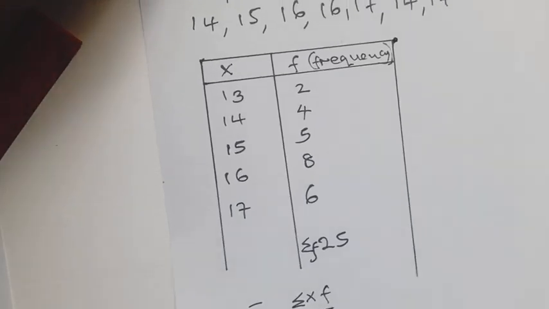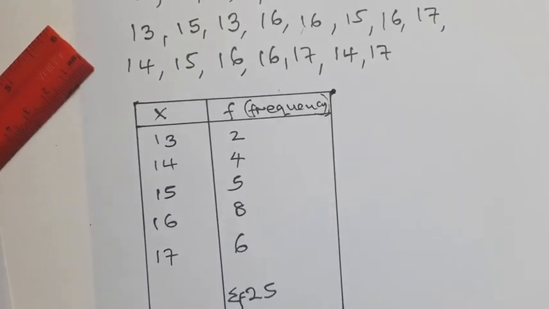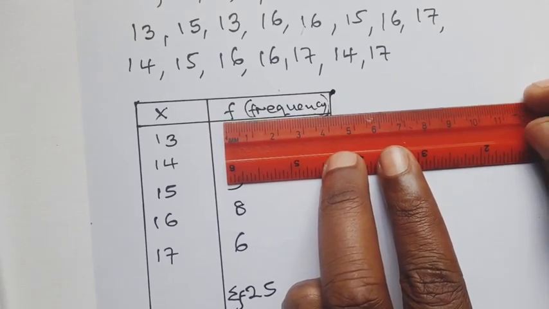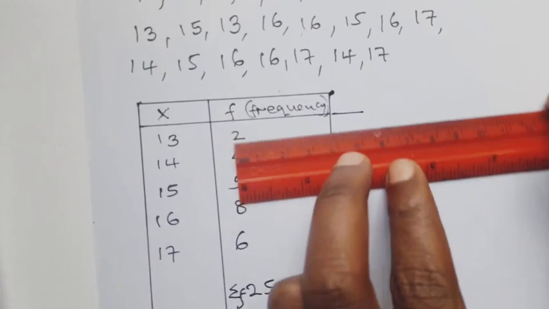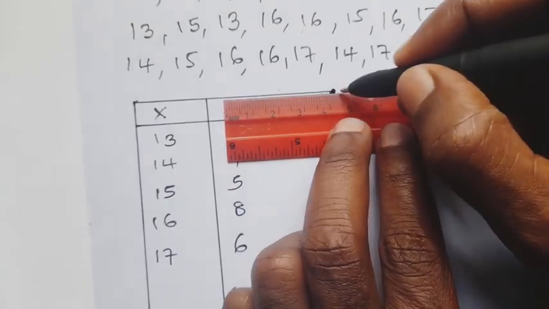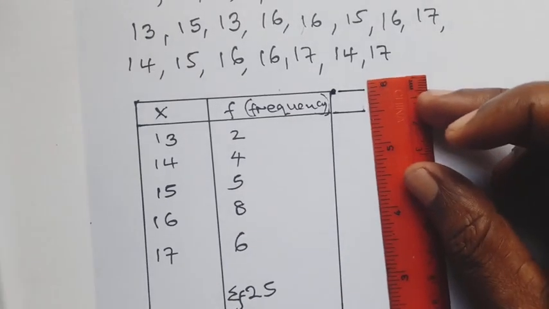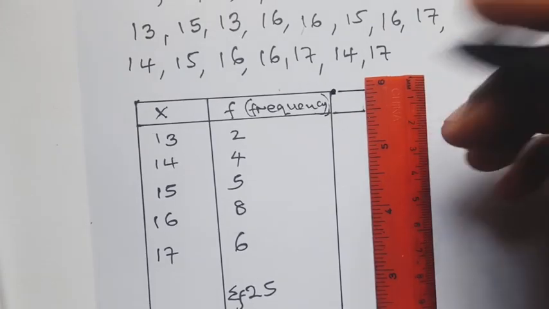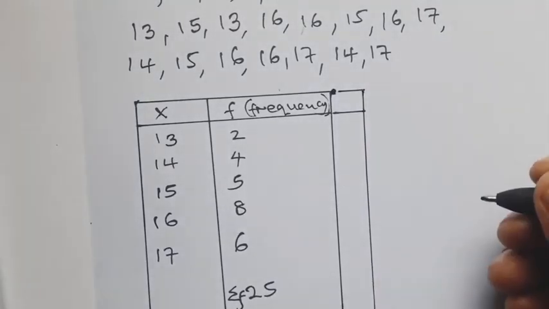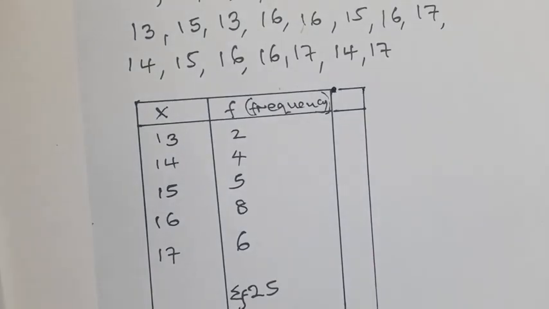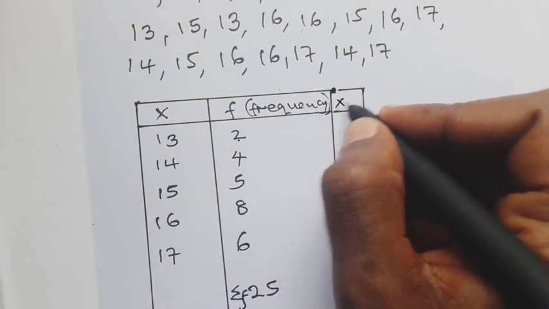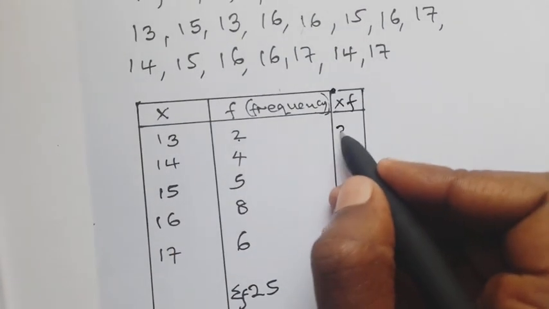Now in this question you realize that we do not have xf, so we are going to extend our table so that we have a column for multiplication, the product of x and f, for every mark that we have. So we can extend our table. When we extend our table, we multiply each and find out what it is. Now 13 times 2, this is xf, is 26.